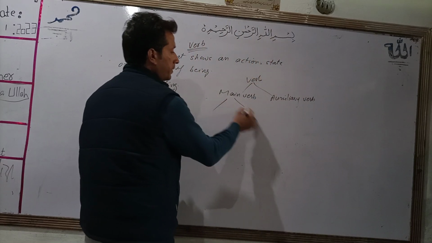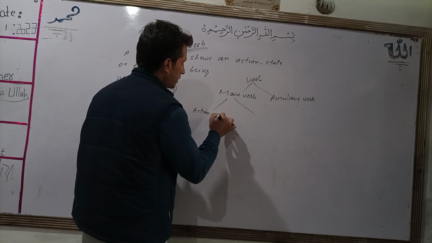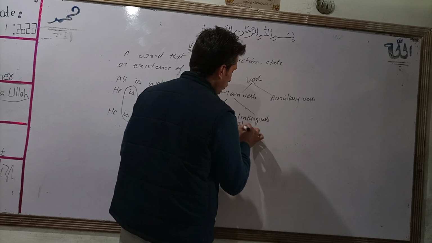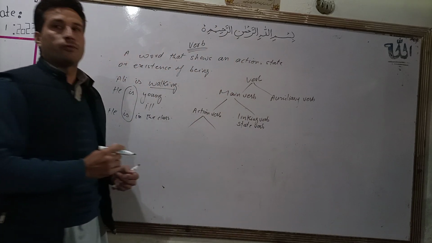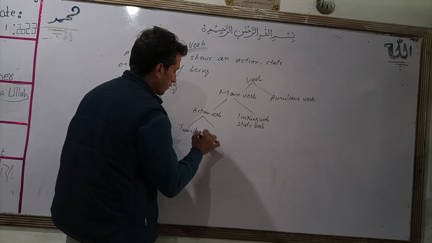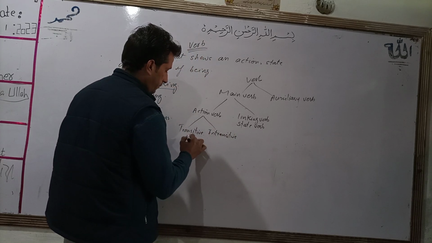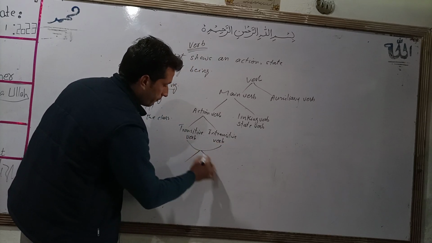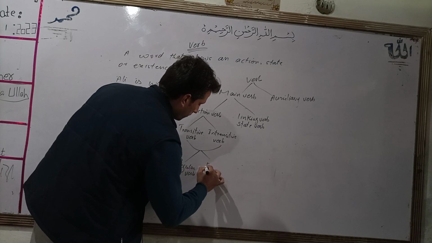Now the main verb is further divided into two major categories, that is action verb and linking verb or state verb. Then in action verb we have two further categories. They are transitive and intransitive. And in these both we may have regular verb and irregular.